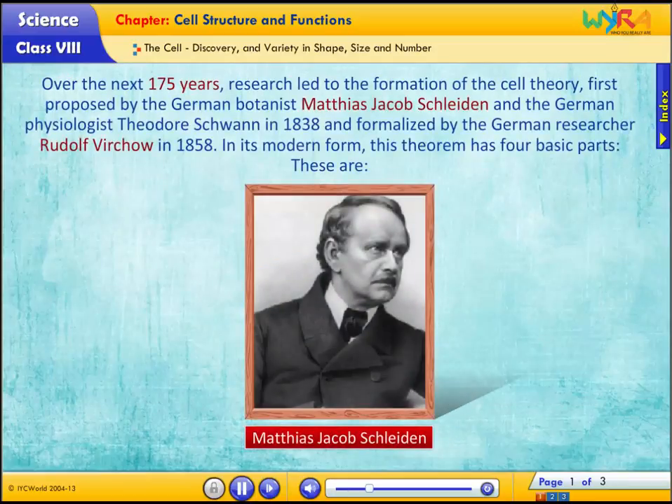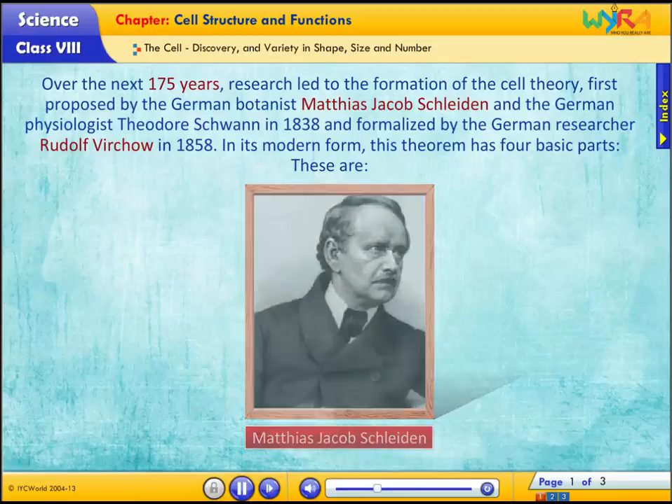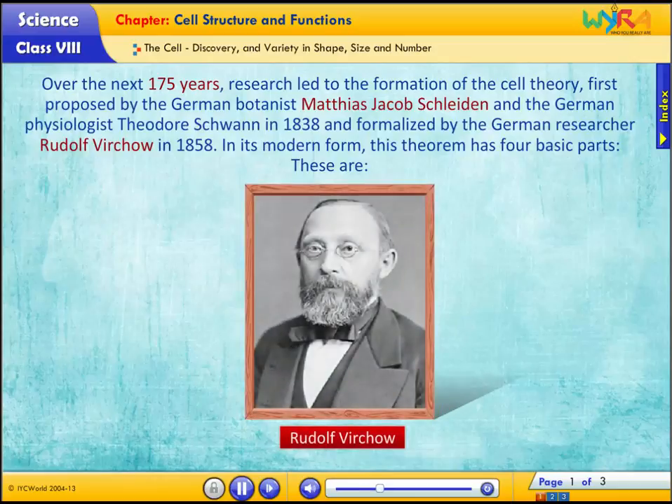Over the next 175 years, research led to the formation of the cell theory, first proposed by the German botanist Matthias Jakob Schleiden and the German physiologist Theodor Schwann in 1838, and formalized by the German researcher Rudolf Virchow in 1858. In its modern form, this theory has 4 basic parts.